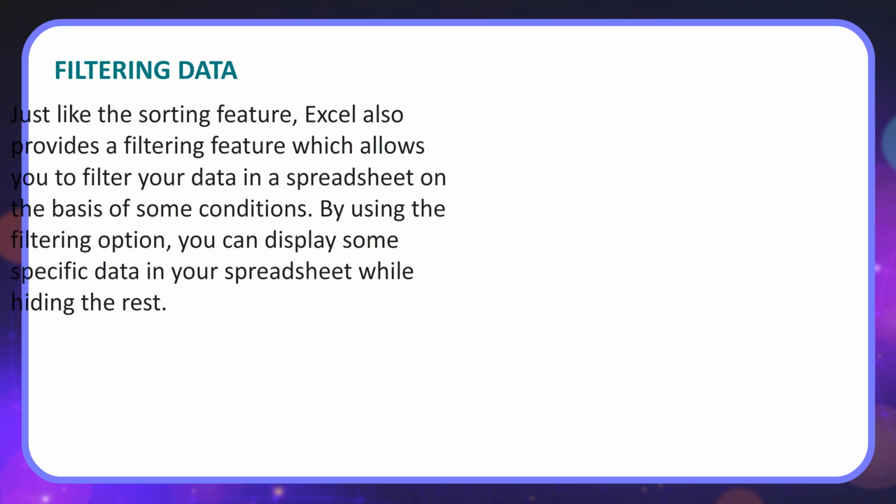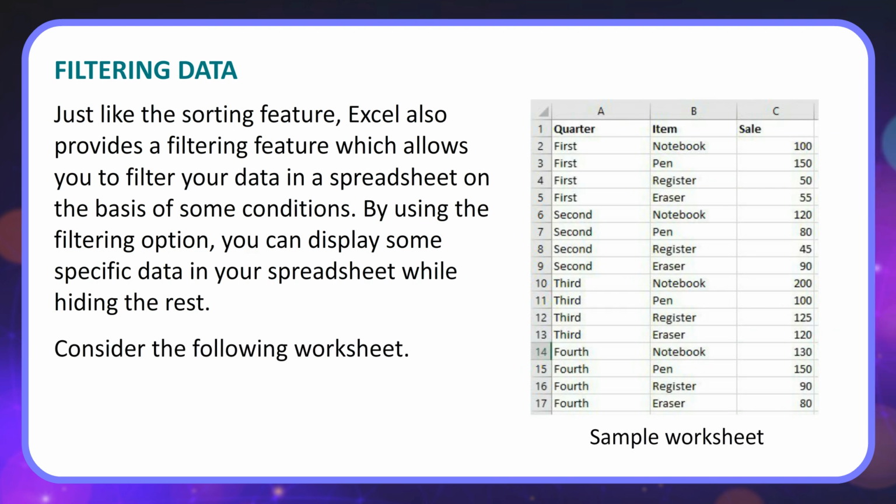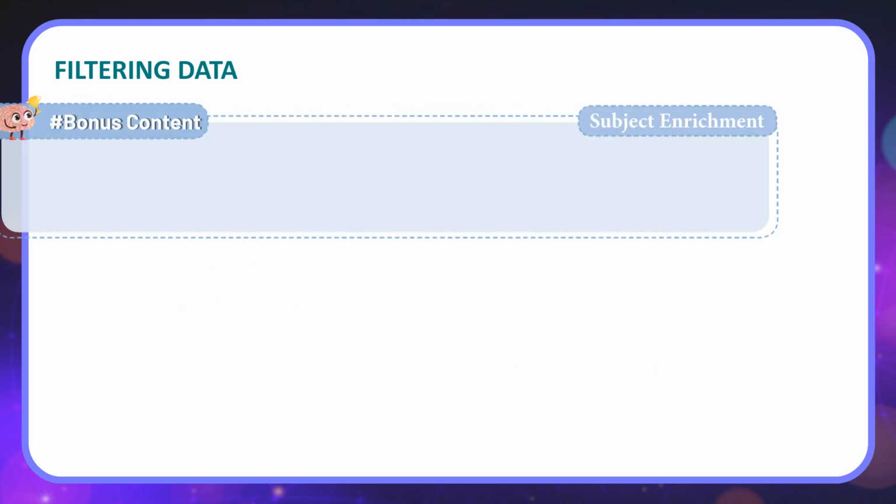Filtering data. Just like the sorting feature, Excel also provides a filtering feature which allows you to filter your data in a spreadsheet on the basis of some conditions. By using the filtering option, you can display some specific data in your spreadsheet while hiding the rest. Consider the following worksheet, sample worksheet.